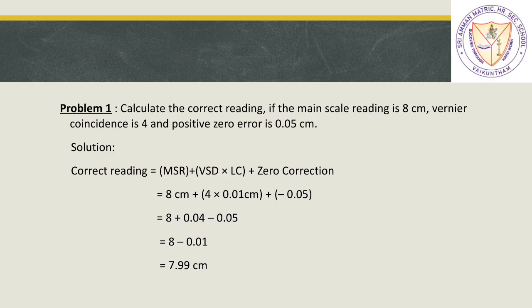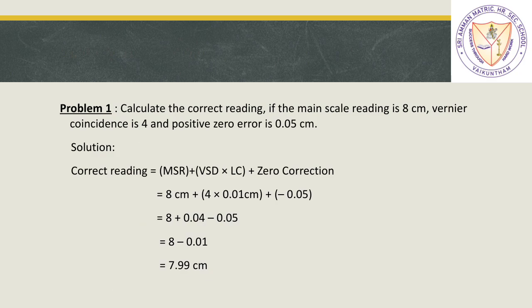Based on the calipers, we will have some numericals also, like: calculate the correct reading if the main scale reading is 8 centimeter, vernier coincidence is 4, and positive zero error is 0.05 centimeter. You just have to apply the formula. Correct reading is equal to MSR plus VST into LC plus zero correction. You just need to remember this formula. This will give you the corrected reading itself.